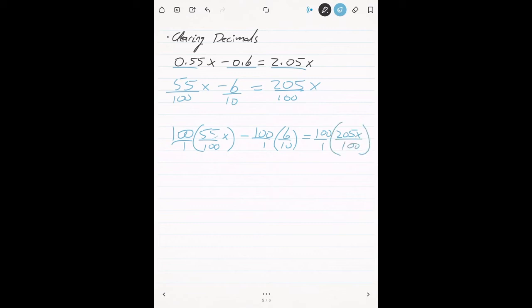So let's see what we get. Obviously, these hundreds are going to cancel out, and you're left with 55x. You have 100 times 6 is 600 divided by 10. 600 divided by 10 is just 60. And then, let's see, those hundreds are going to cancel out, and you're left with 205x. That was pretty easy, wasn't it?